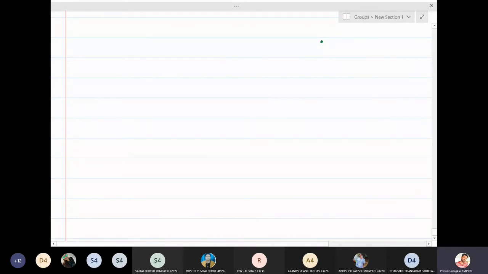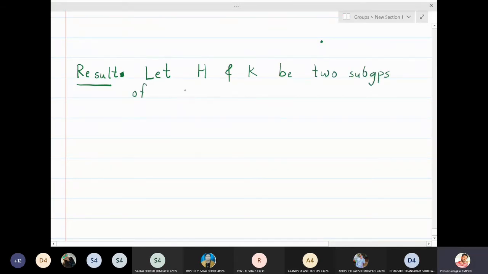Okay, now let us prove one very important result related to our subgroups. So let me prove that result. Let H and K be two subgroups of G, then H intersection K is also a subgroup of G.